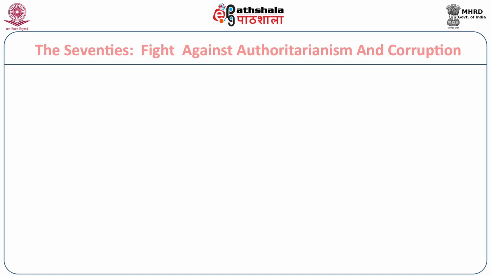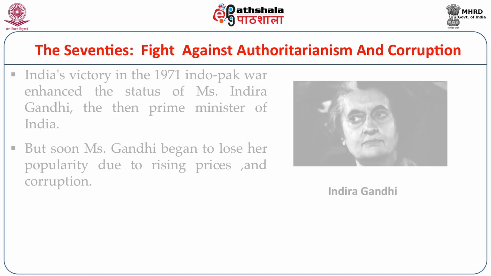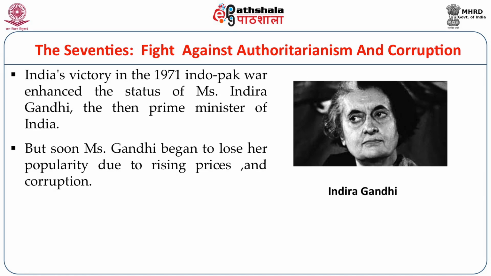Now, what was happening in the rest of India? Let's see. In the 70s, we find there is a fight against authoritarianism and corruption. India's victory against Pakistan in the 1971 Indo-Pak War enhanced the status of Mrs. Indira Gandhi, the then Prime Minister of India. But soon Mrs. Gandhi began to lose her popularity. Why? Due to rising prices and corruption.